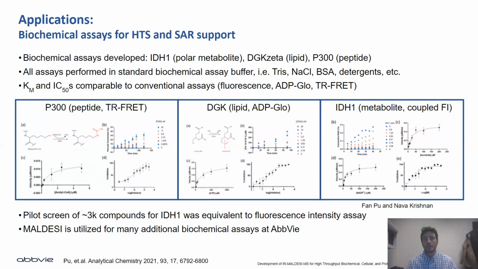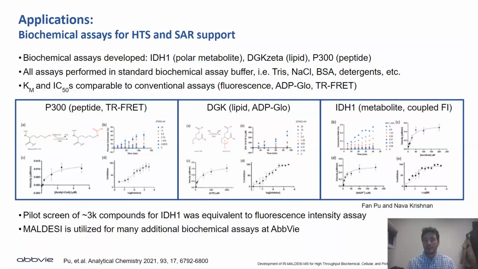All these assays were performed in their standard biochemical assay buffer, meaning they had buffer, sodium chloride, Tris, and carrier protein, BSA, Tween. One of them had Tween. The DGK has 50 millimolar beta-octyl glucoside, so even high levels of detergent. And what we found was that we get very comparable data with the traditional optical assays, so either fluorescence or luminescence. In the case of IDH, we actually got significantly better data.